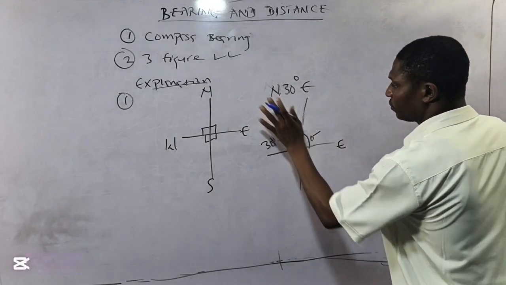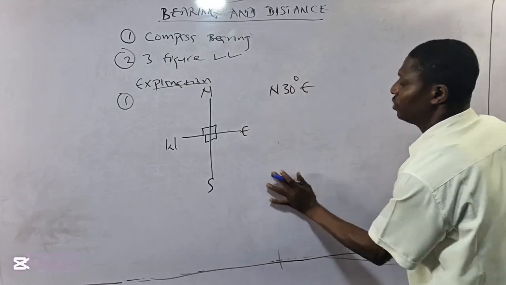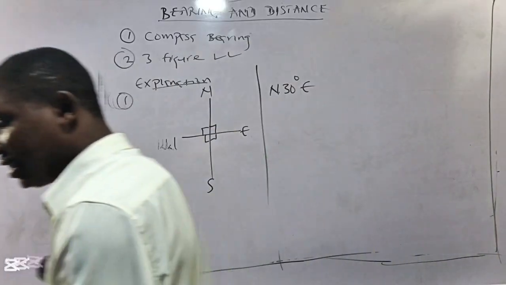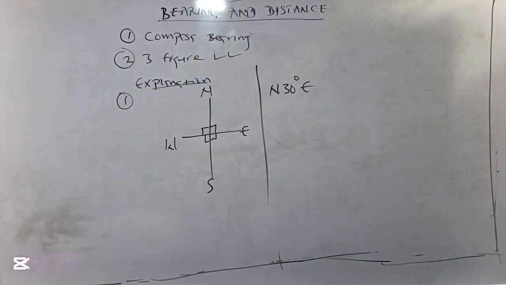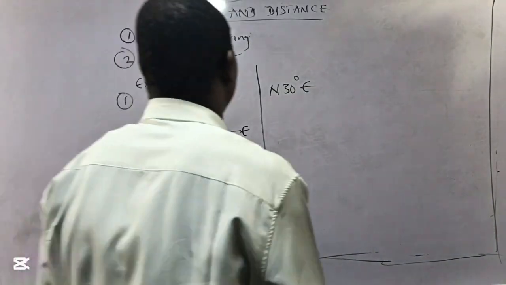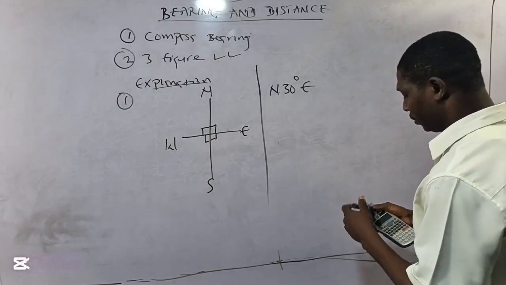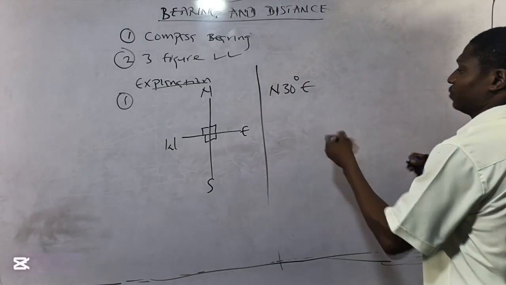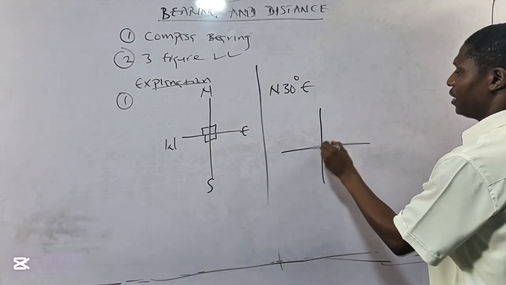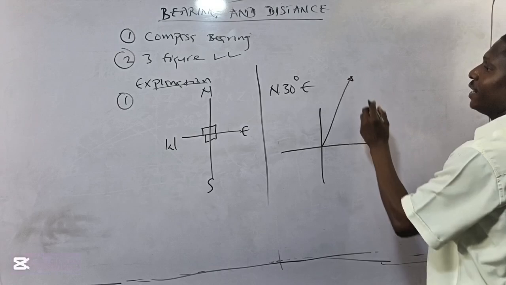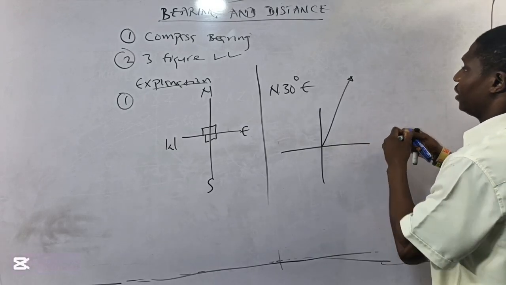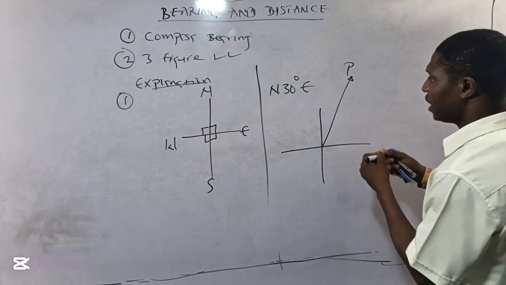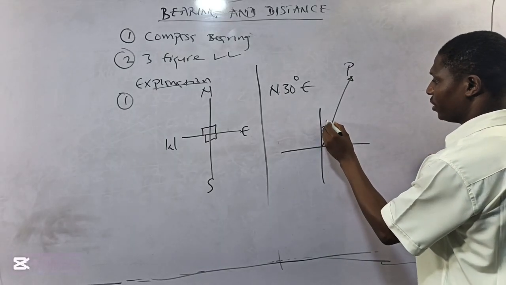Let me start again. So the representation of this 90, not 30 degrees. Let's say this is the angle, and let me say this is P. Let me assume that as P. Now, this angle here to here is 30 degrees.